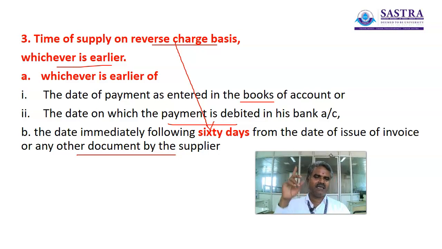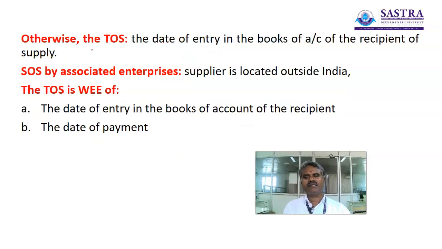So if you understand clearly the time of supply of goods, the others are very simple. You have to make only slight changes. No problem. You can easily find out the time of supply of services and the time of supply on reverse charge, everything. Otherwise, it is the same as what we discussed, everything is the same.